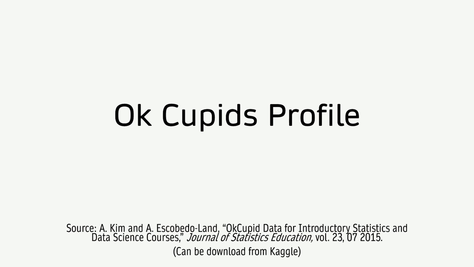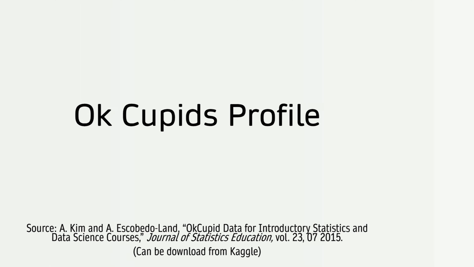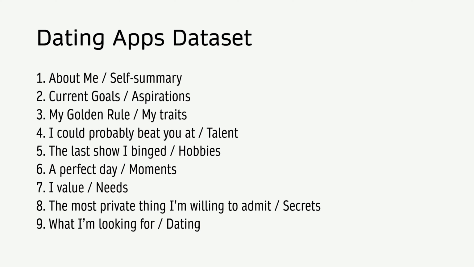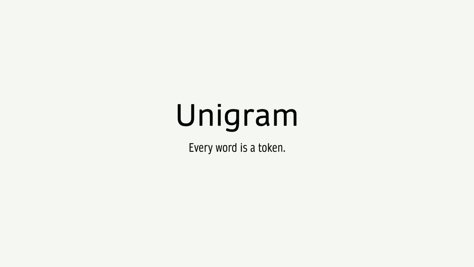The following are word clouds created from a dating apps dataset from Kaggle. The dataset contains the users' answers to the 9 questions shown here, but the questions are displayed in a different sequence for every user, so we cannot determine which question the answer belongs to. Let us start with unigram.